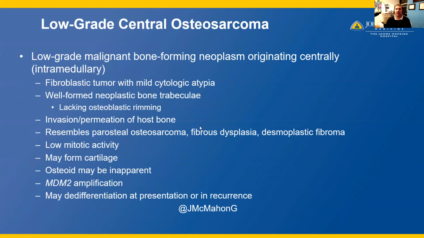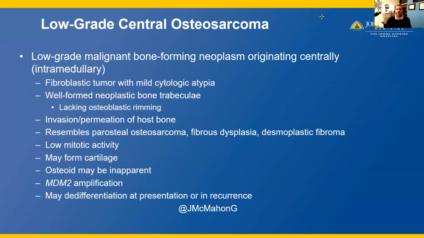So the low-grade central osteosarcoma is a low-grade malignant bone-forming neoplasm originating centrally. So it originates intramedullary. Typically fibroblastic with only mild cytologic atypia. There's well-formed neoplastic bone trabeculae, which lack osteoblastic rimming. They may have invasive permeative growth of host bone. It resembles parosteal osteosarcoma histologically, and fibrous dysplasia as well as desmoplastic fibroma are some of those in the differential diagnosis.